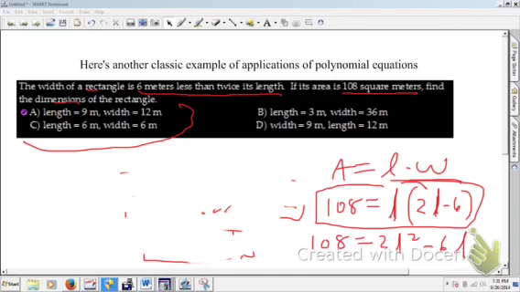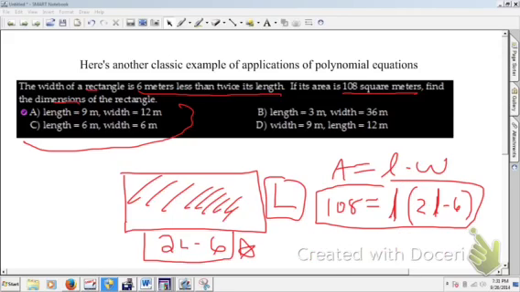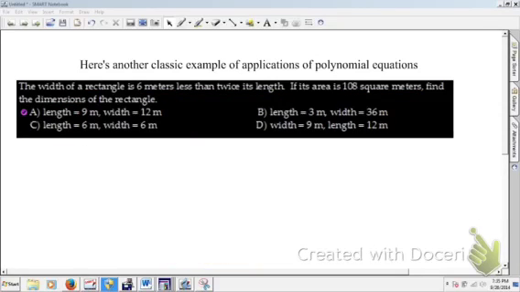But now we're ready to solve it. It's a quadratic, so we want to set it to 0 and hope that it factors. So I'm going to move 108 to the other side. Sorry, I had some technical difficulties there. I hope you caught the end of that.